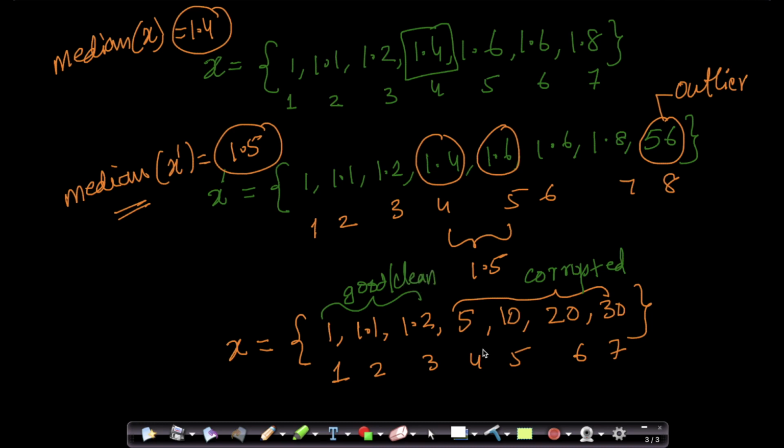So if more than 50% of my points are corrupted, what is the median of x double dash? Let me call this x double dash. The median of x double dash is 5, because the central value is the 4th. If more than 50% of your points are corrupted, only then does the median get corrupted. This is a very interesting observation. Some people could argue that these are the clean points and these are the outlier points, so it depends on the way you look at it. For computation of median, as long as less than 50% of your points are corrupted, your median will still remain sensible and sane, unlike your mean.